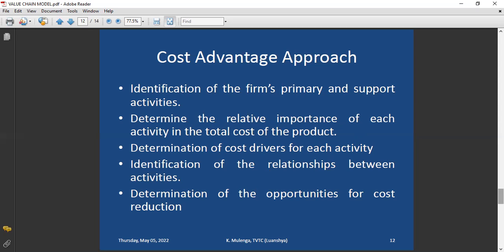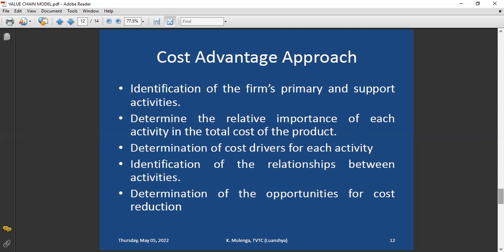So if we are running a restaurant, where can we reduce costs? Is it when we are procuring raw materials? Let's say we are procuring village chicken from Mpongo, from Masaiti, or from Chibombo. Can we reduce costs there, at the sourcing of raw materials? If it's possible, we can do that.